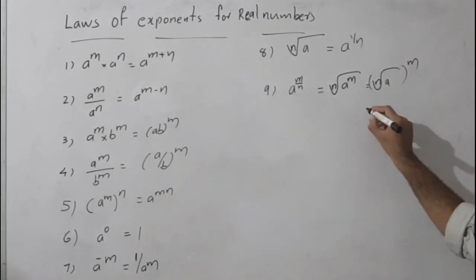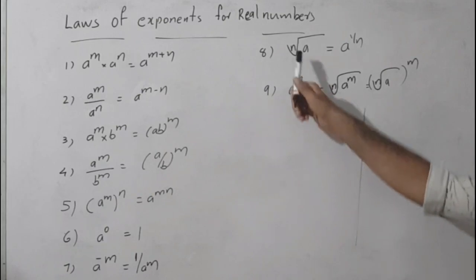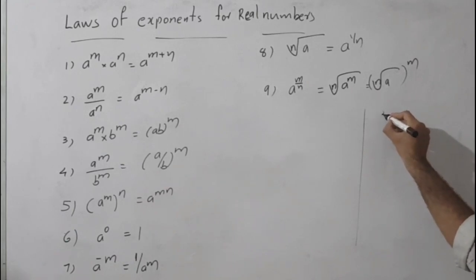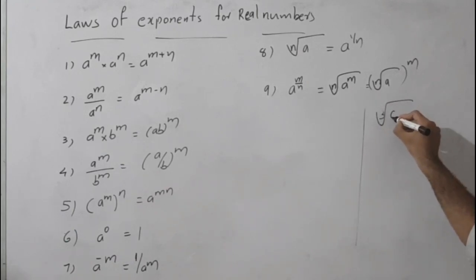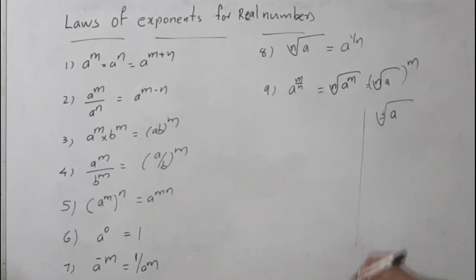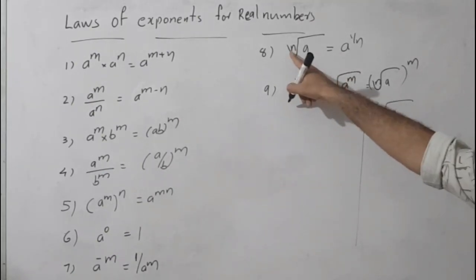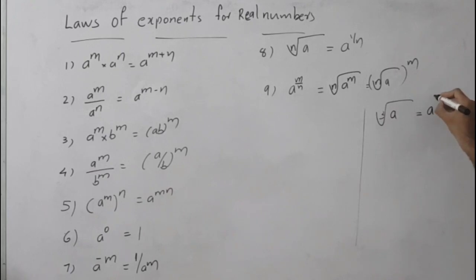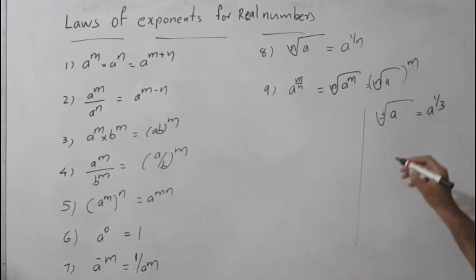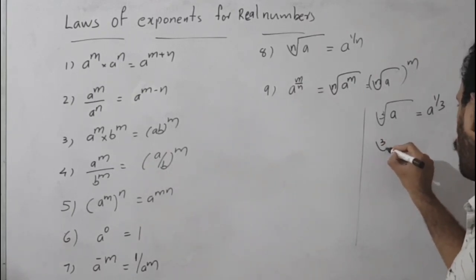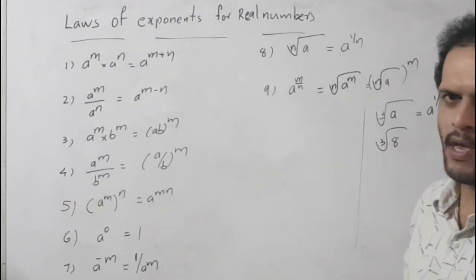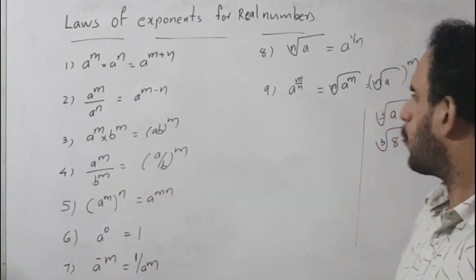Then I will just explain what that means. Nth root of a is equal to a raised to 1 by n. If we take the cube root of a, instead of n we use the number 3. Then cube root of a is equal to a raised to 1 by 3. What is the meaning of cube root of a? For example, cube root of 8 means the number which we multiply thrice to get 8.